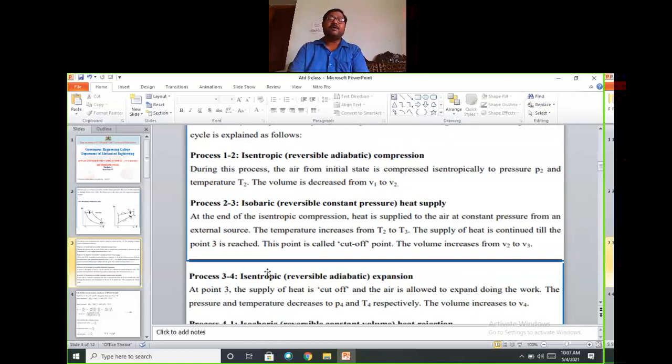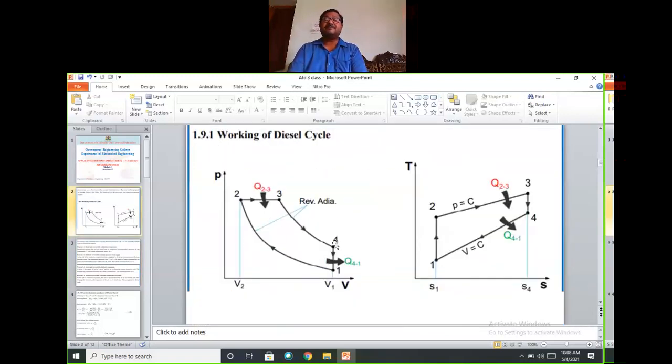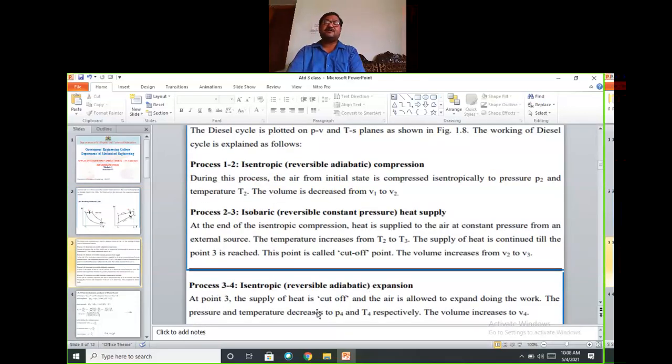3 to 4 is the isentropic reversible adiabatic expansion. Here you can observe state 3 has pressure P3, and state 4 has pressure P4. Pressure decreases. V3 is here, V4 is here. The volume increases. Pressure decreases, volume increases. That's why it is called an expansion process. Here at point 3, the supply of heat is cut off.